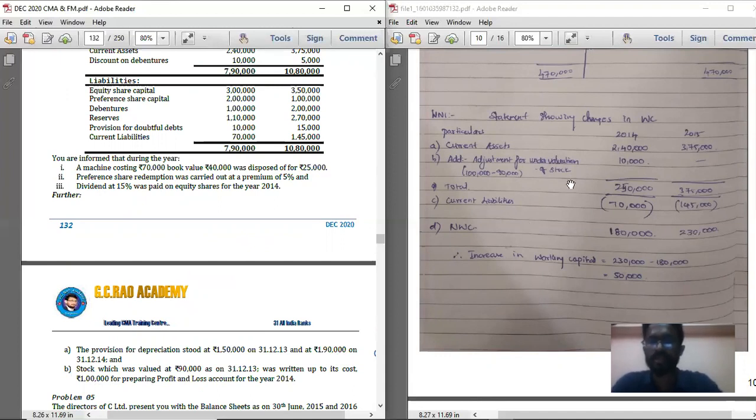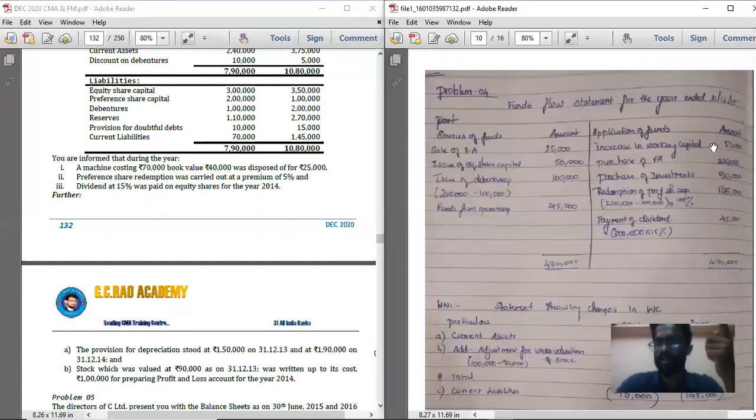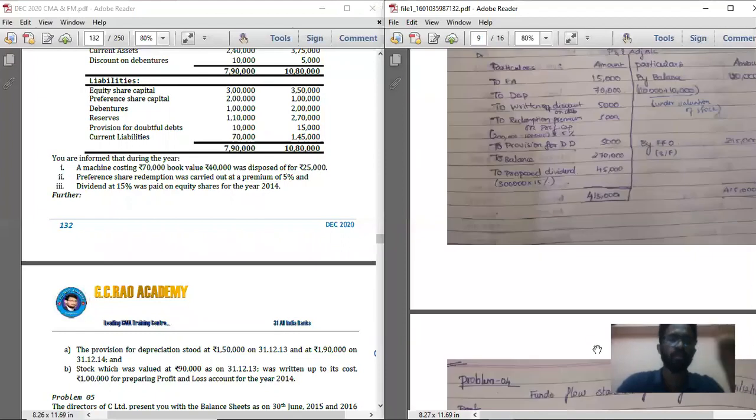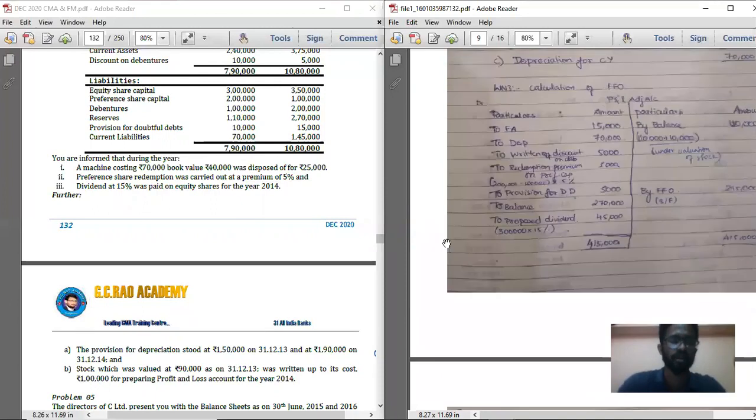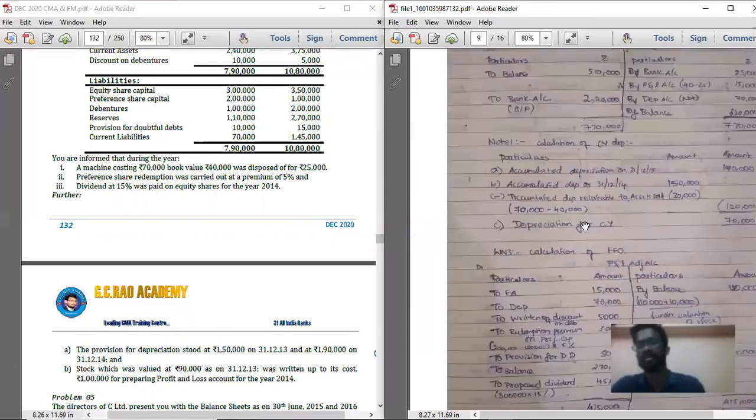So add an adjustment for undervaluation of stock, 10,000, so that your current assets will come to 2,50,000 and 3,75,000. Below that, less the current liabilities, 70,000 and 1,45,000. You will get net working capital. There is some increase in net working capital, so calculate the increase. When there is an increase in working capital, take that to application of funds. Only one new thing in the working capital calculation: last year stock was valued at 90,000, but this year it is valued at 1 lakh. So last year just add the undervalued stock, that is 1 lakh minus 90,000, which is 10,000, back to the last year's current assets value.